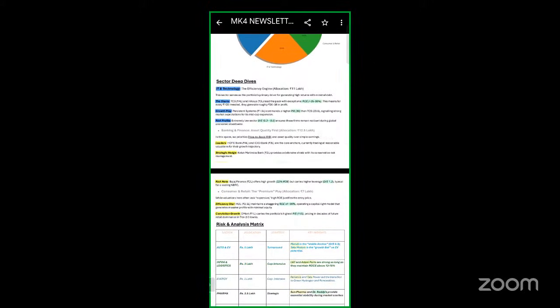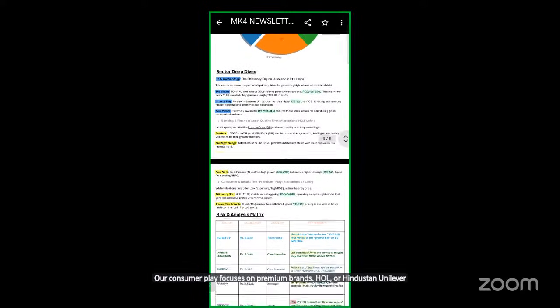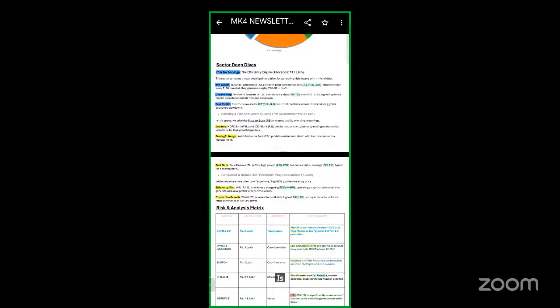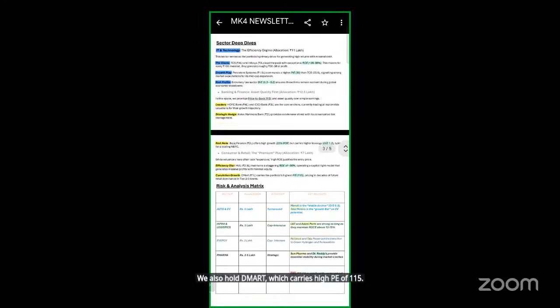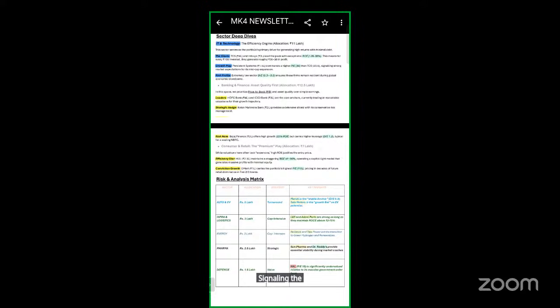Our consumer play focuses on premium brands. HUL, or Hindustan Unilever Limited, is our efficiency star with a staggering ROE of approximately 90%. We also hold DMart, which carries a high PE of 115, signaling the market's massive expectations for its future retail dominance.